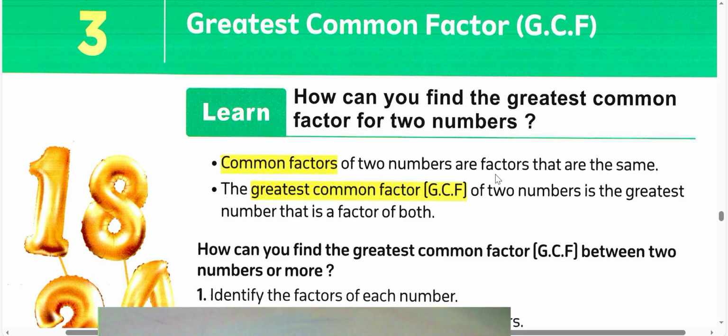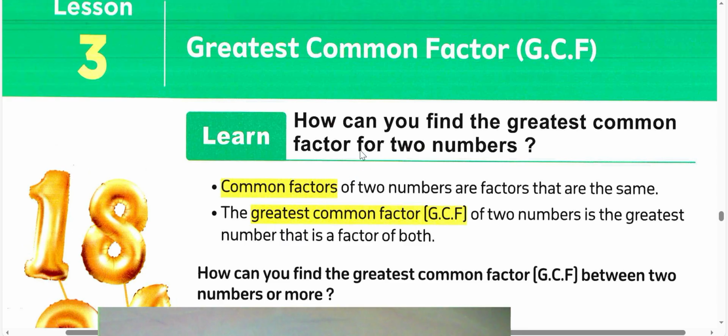Today we'll solve explain from Master book, lesson number 3, greatest common factor between two numbers. What is the greatest common factor of two numbers? The greatest common factor of two numbers is the greatest number that is a factor of both. Two numbers can be divided by it, like 3 and 6. The greatest common factor between them is 3.